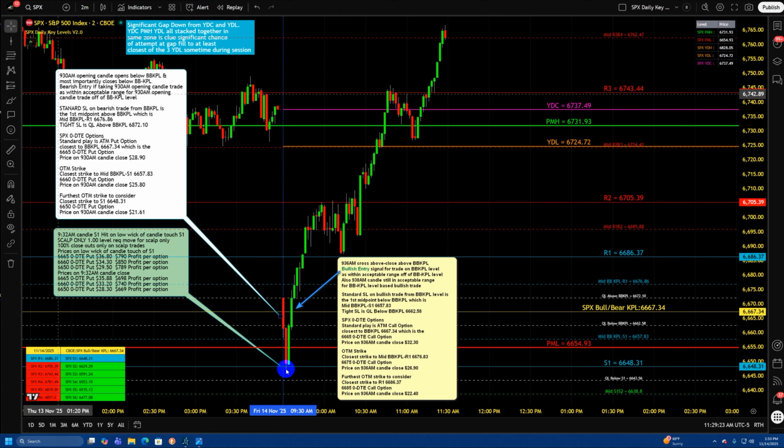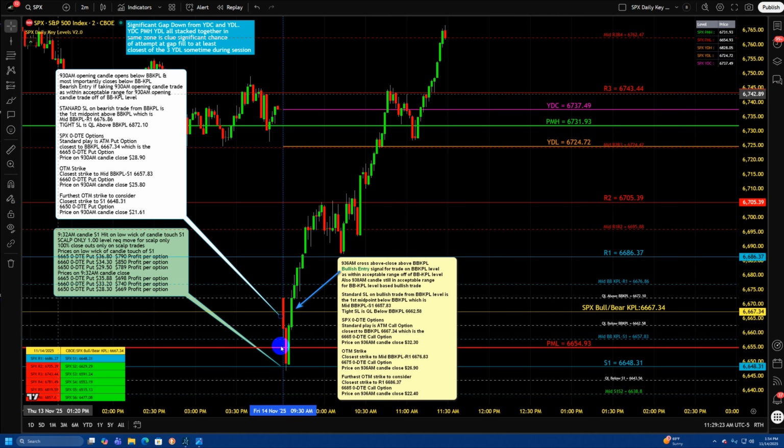Now, as you can see here, it hit it on the low wick of the candle. So we're going to give the price on the low wick touch as well as the candle close that backed off. The 66.65 at the money is 36.80 on the low wick candle touch of S1. That's $790 profit per option. The 66.60 out of the money on that low wick candle touch 34.30, the $850 profit per option. The 66.50 on the low wick candle touch $789 profit per option, as it was at 29.50.